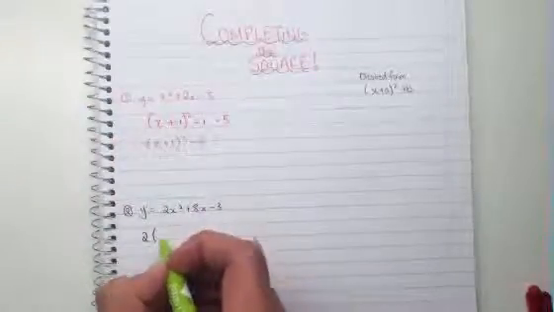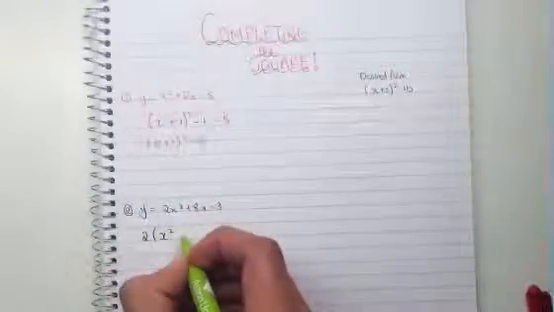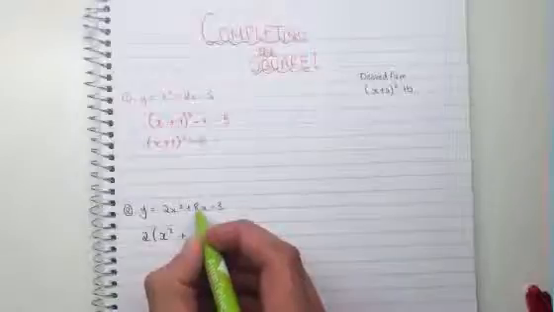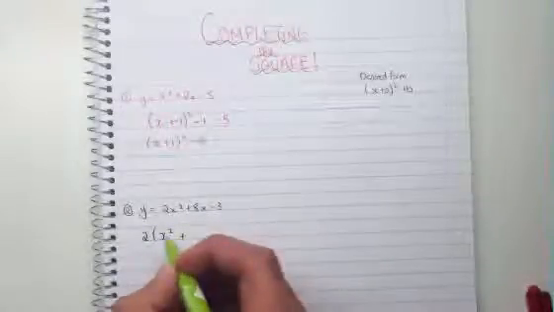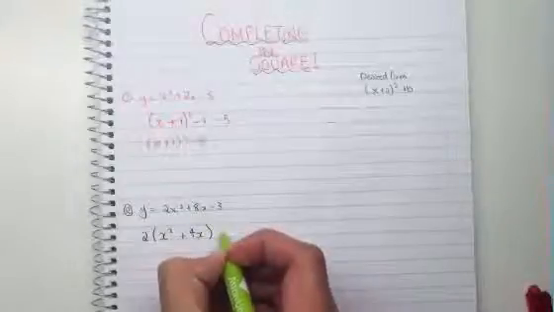So you get x squared plus 8 divided by 2, which is 4x. Close the brackets, and you're left with minus 3.